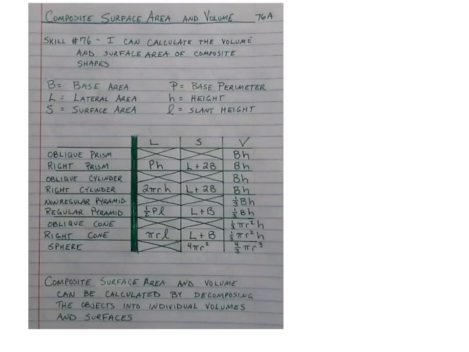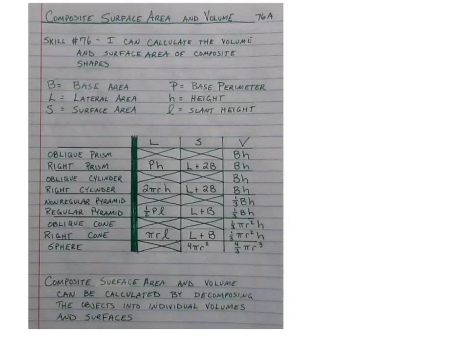And what I've done here is I've created a table which takes everything we've learned over all of the previous skills and laid them out for us. So the lateral area, the surface area, and volume equations for each of the shapes. We should focus most on right prism, right cylinder, regular pyramid, right cone, and sphere.